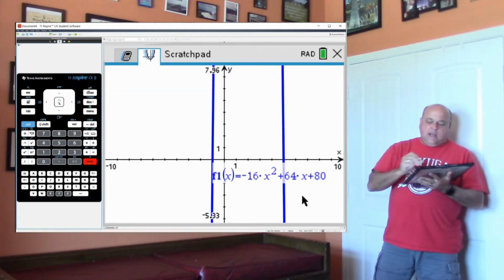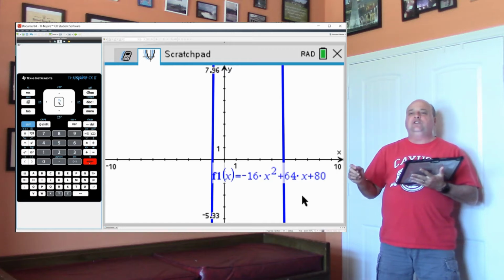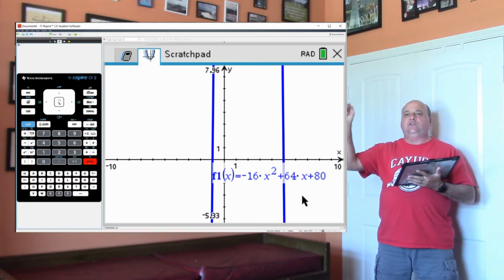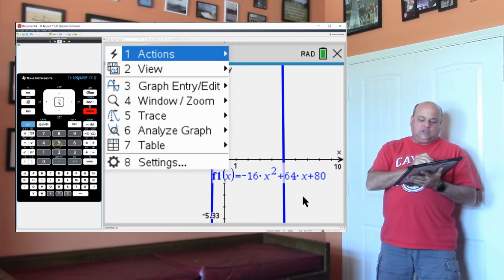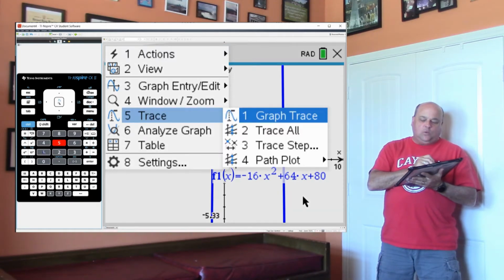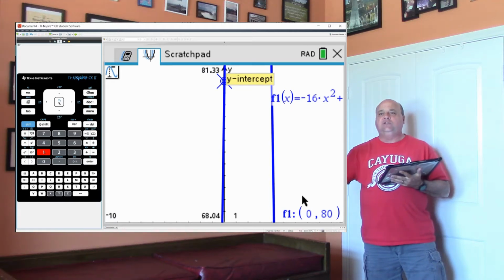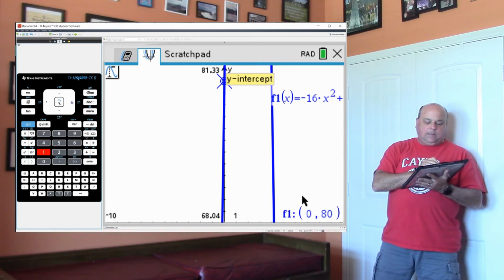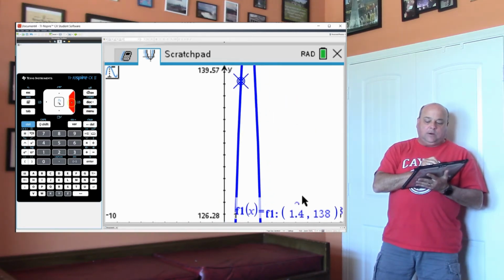Hit enter. Now then, we can't see the whole parabola because it's zoomed out. Remember, our y-intercept is at 80. So what we're going to do is graph trace, and we're going to get 3 important dots on this graph. Hit menu, graph trace, which is menu 5-1, and it starts off at the y-intercept, which is (0, 80). Now then, let's hit the right arrow button and get to the top. Hit the right arrow button until the top, which will be the maximum.